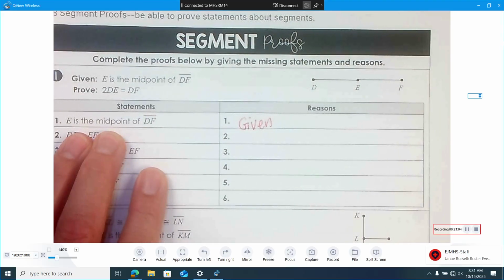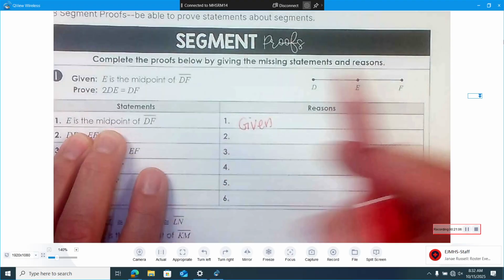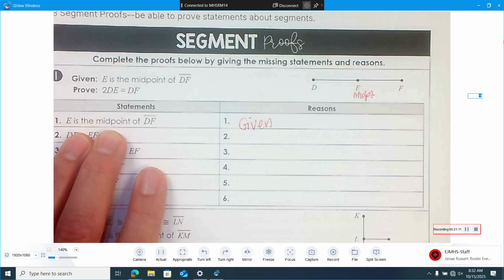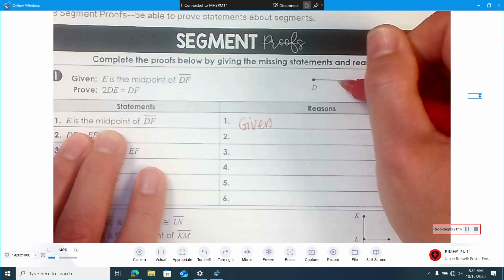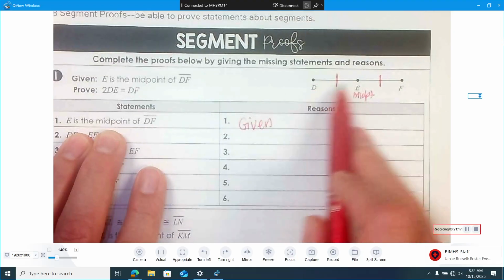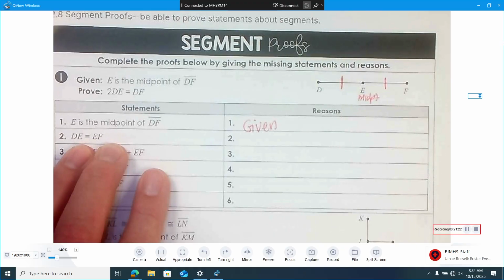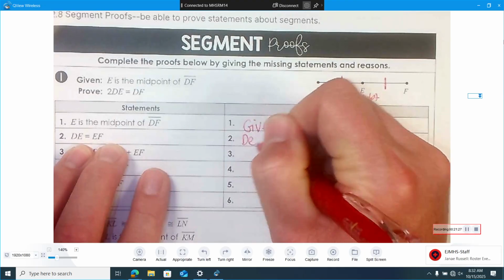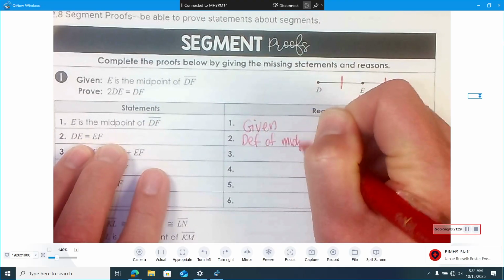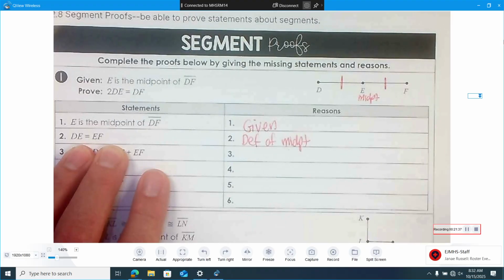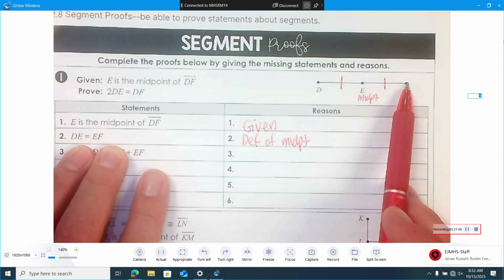Tell me, ladies and gentlemen, what do we know if E is a midpoint? We get 2 congruent pieces. If E is a midpoint, I know right off the bat that DE is equal to EF. And look at the next statement here: DE is equal to EF. How do we know DE is equal to EF? Definition of midpoint. And this is pretty common. They told us we had a midpoint, so what do we have to do? Say what that means. Please mark your pictures. It makes life super duper easy.